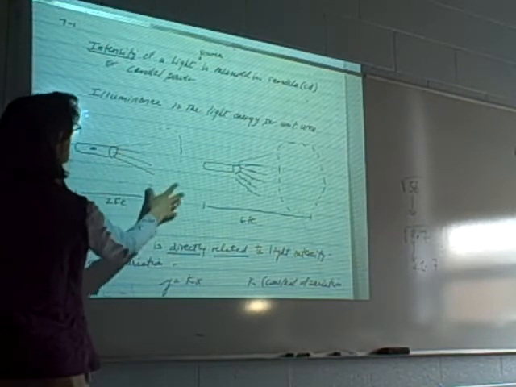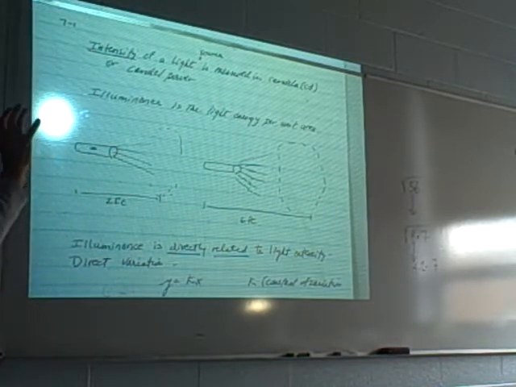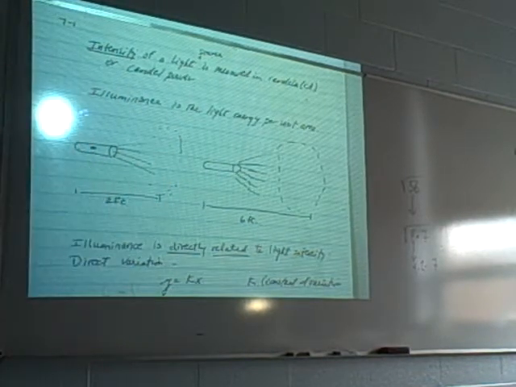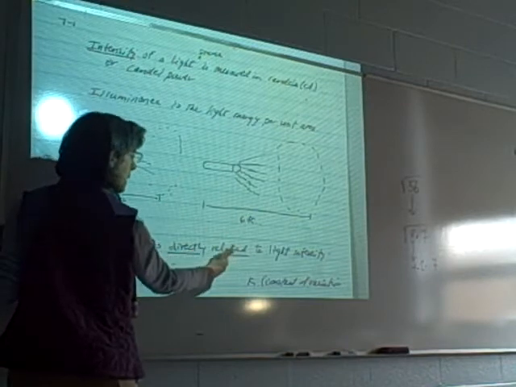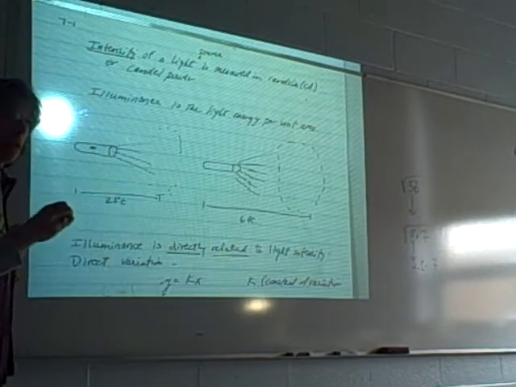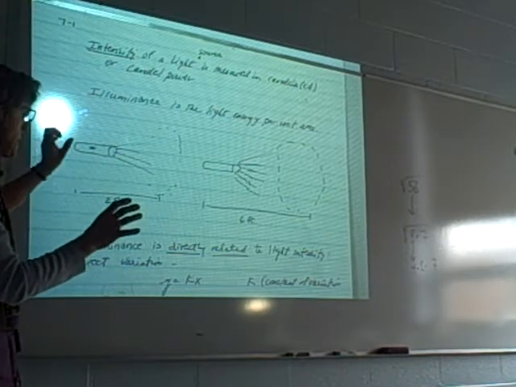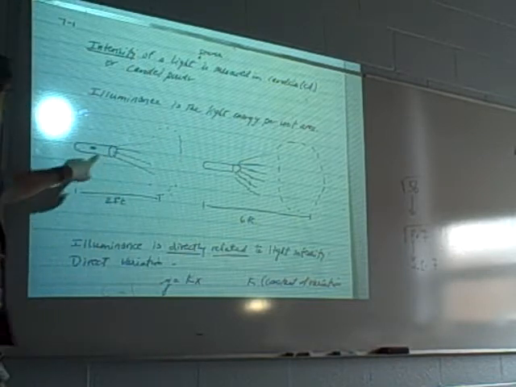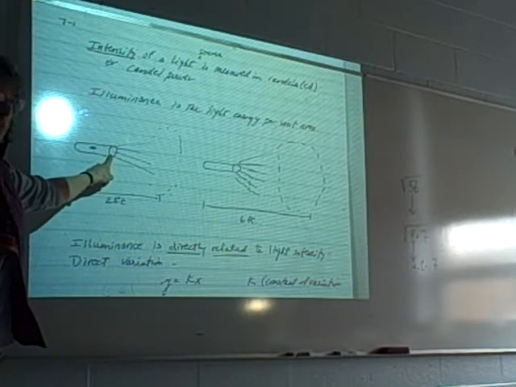And illuminance is the light energy per unit area. So it's what you are seeing per unit area. Okay, everybody, does that make sense to everybody? And illuminance is directly related to the light intensity. Does that make sense? So the amount that you are going to see, the illuminance, is directly related to this. Okay? Is everybody good with that?